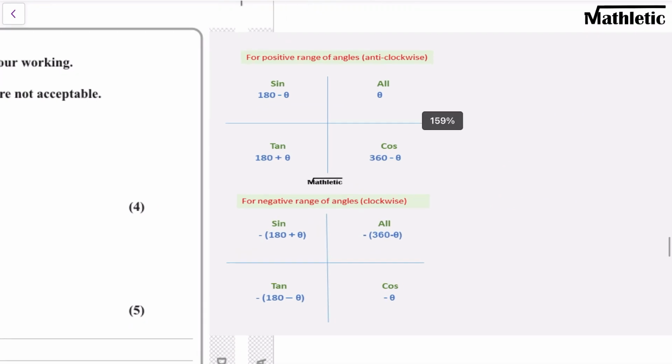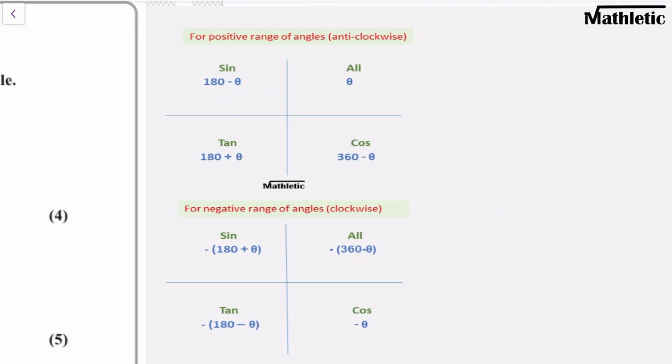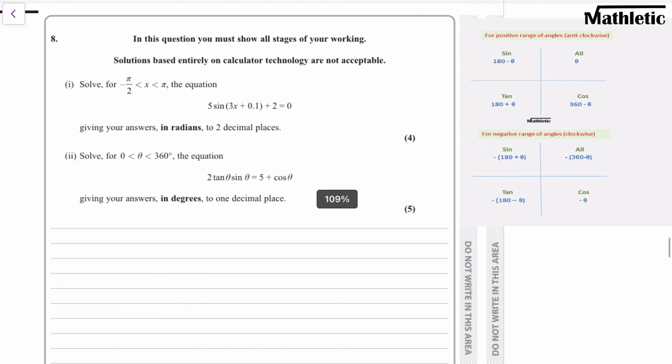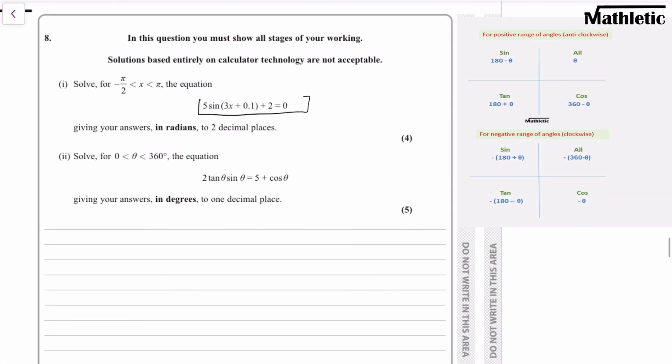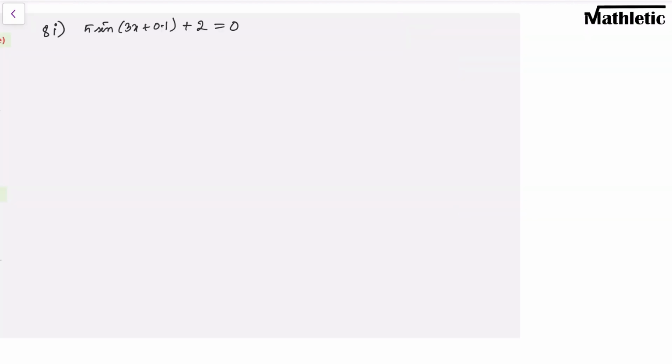These are the formulas that we will need for positive angle and for negative angle. So let me just start solving this. 8.1, this one. The first step is to make the sine part the subject, because eventually we need to find the value of x, right? So 5 sine 3x plus 0.1 is minus 2. If I shift this 5 to the right side, it's minus 2 by 5.